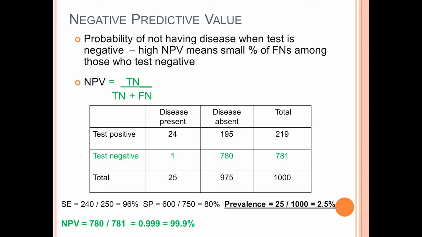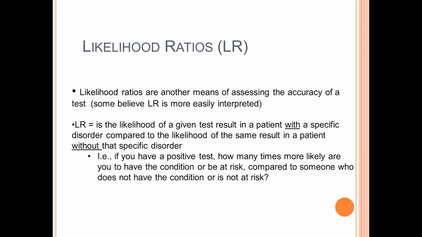And the last measure that I'm going to talk about are likelihood ratios. These are just another means of assessing the accuracy of a test or a model. The likelihood ratio is the likelihood of a given test result in a patient with a specific disorder or a specific risk compared to the likelihood of the same result in someone without that. Put more simply, if you have a positive test, how many times more likely are you to have the condition or be at risk compared to someone who doesn't have that condition or who is not at risk?